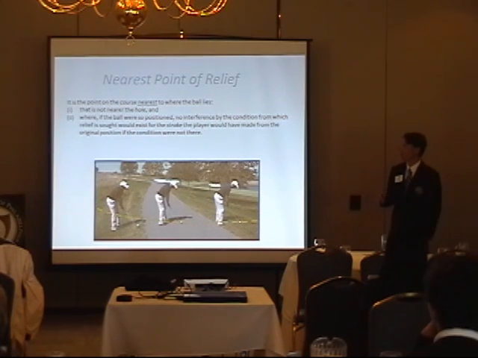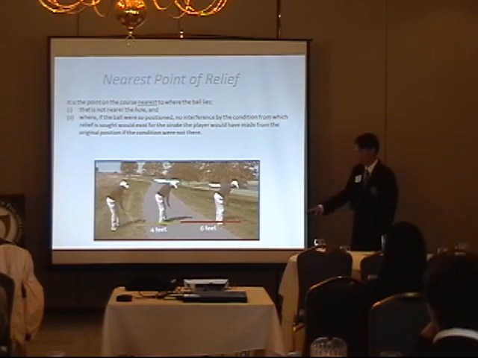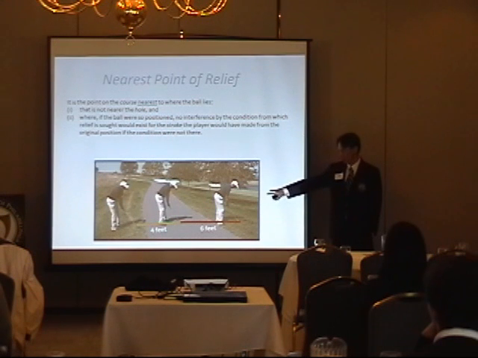relief would exist for the stroke the player would have made from the original position if the condition were not there. So we see we've got a player here whose ball lies on an immovable obstruction. He can either go to the right of that cart path or he can go to the left of that cart path. As you can see here, if he goes to the right of the cart path, he is 6 feet from where his golf ball lies. If he goes to the left of the cart path, he is only 4 feet.